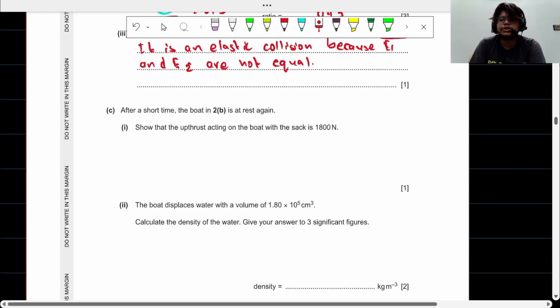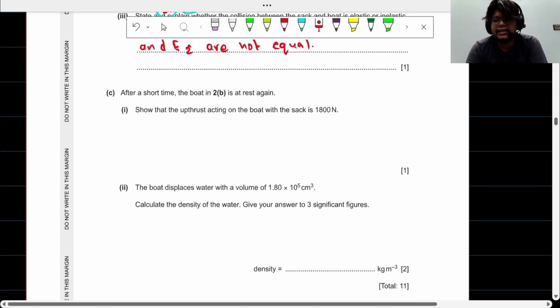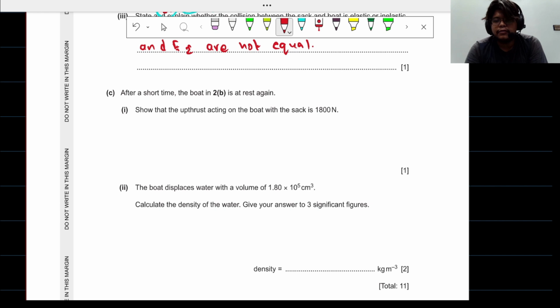Then it says after a short time, the boat in 2B is at rest again. Show that the upthrust acting on the boat with the sack is 1800. When this boat is stationary, let's say this is the water body, and we have the boat right here with the mast and the sack.